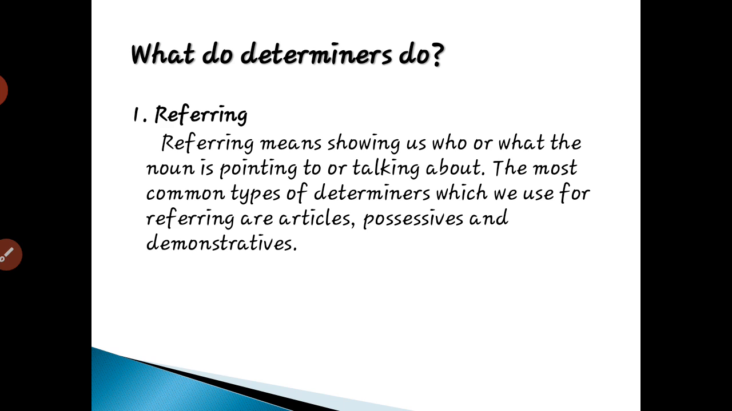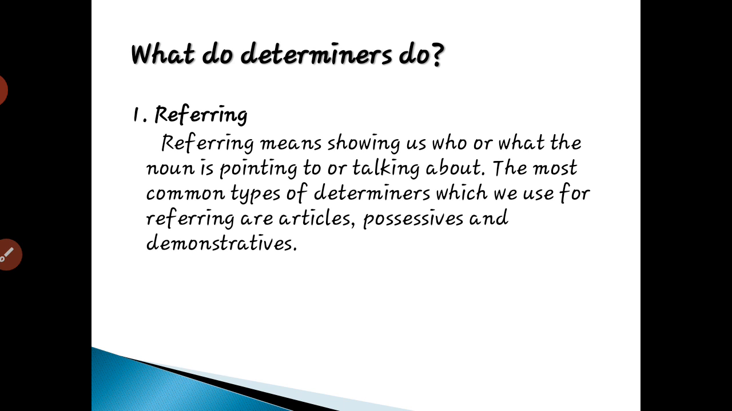So, what are articles? The, an and a are articles. There are two types of articles, definite and indefinite. Definite article means the. Indefinite articles mean a and an. Here a is used before a consonant sound and an is used before a vowel sound. So these are articles.